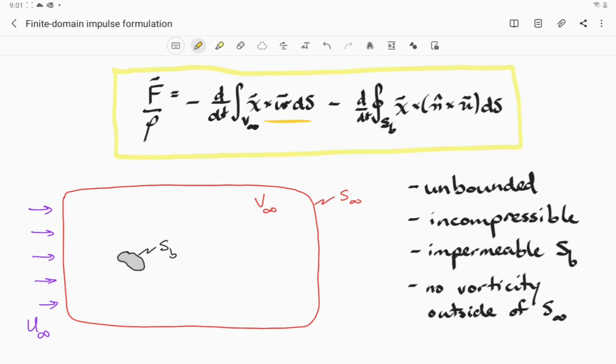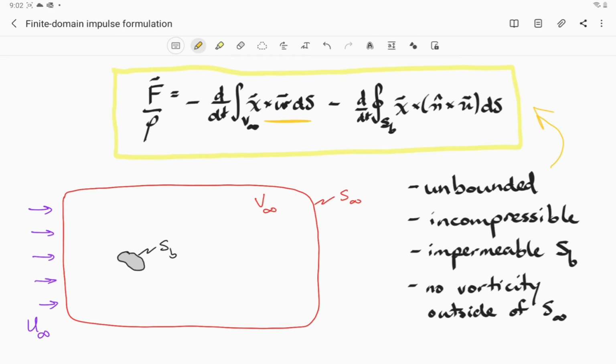Now the question we're trying to answer today is how can we express this in terms of flow data over a finite subdomain of the unbounded domain for which this was originally derived. Again, just to reiterate the assumptions that went into this equation: we had a physically unbounded flow that is incompressible, an impermeable body surface SB, and no vorticity has escaped V infinity, the unbounded domain that we're looking at. So all of the vorticity is contained inside.